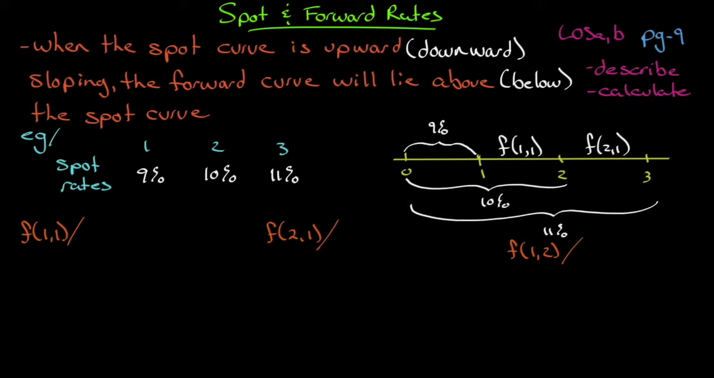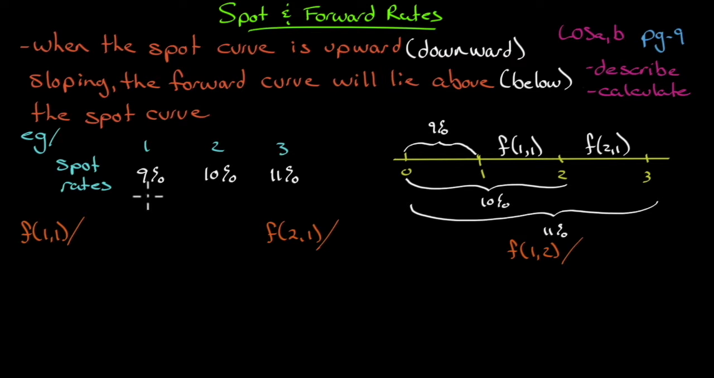Okay, so let's make some statements here. When the spot curve is upward sloping, the forward curve will lie above the spot curve, which also means it has to be upward sloping as well, right? When the spot curve is downward sloping, the forward curve will lie below the spot curve. We'll revisit this a little later on. Let's get those points out right now. So let's look at an example of that.